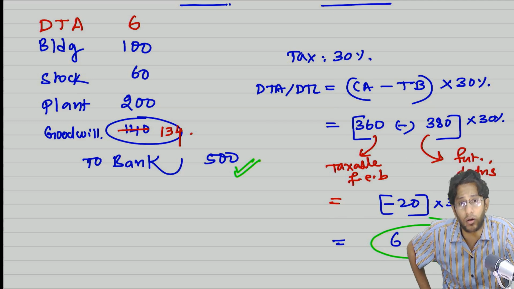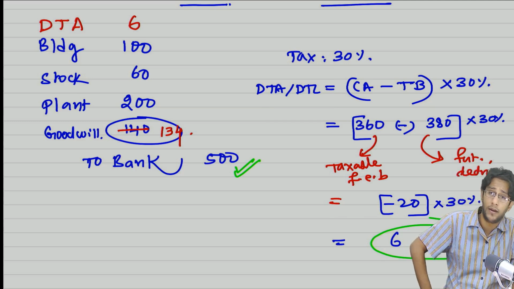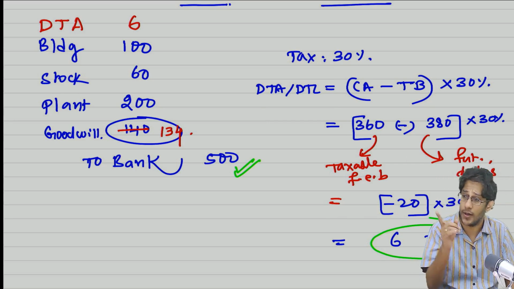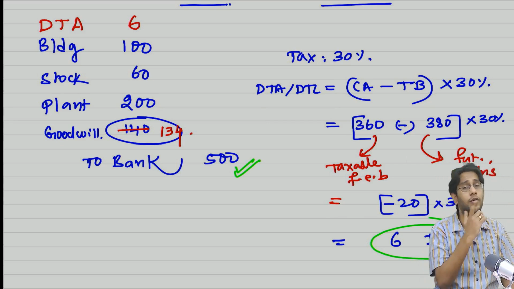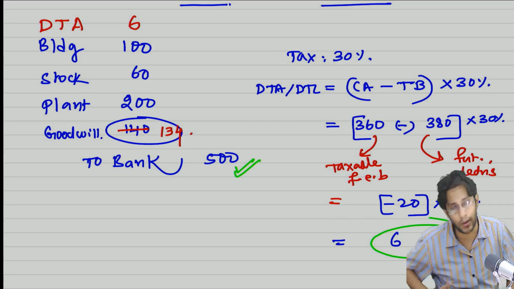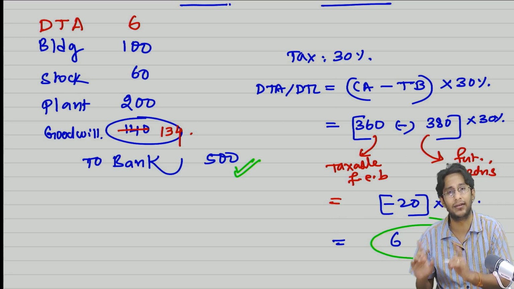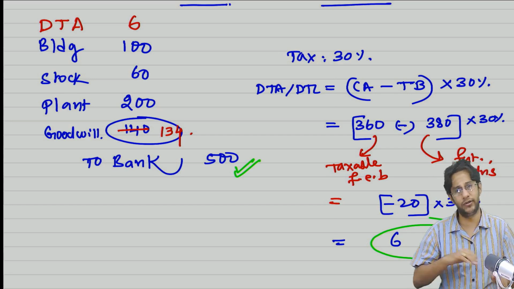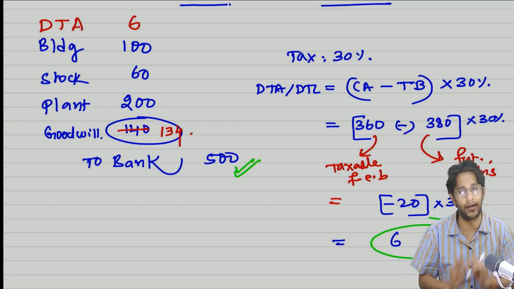Sir, what will happen if I do not recognize the DTA? If you do not recognize the DTA, the amount you paid for future tax saving is getting subsumed into goodwill. Anything that goes into goodwill will stay forever in the balance sheet. So recognize any taxes. Of course, I just took an example of DTA. It could be a DTL also. It's a DTA or DTL that has to be recognized.